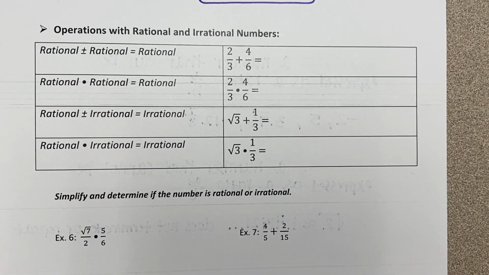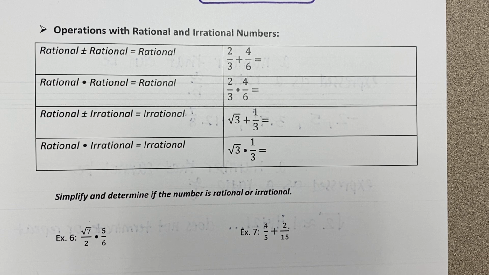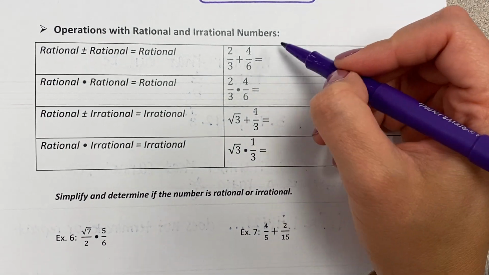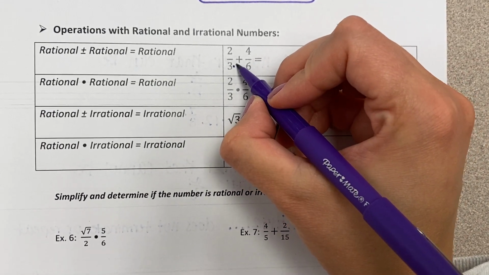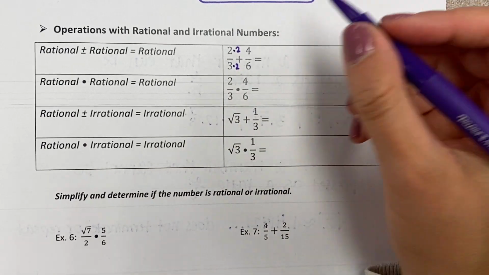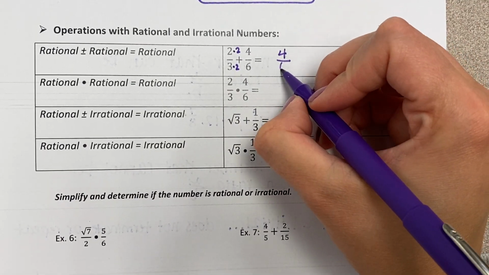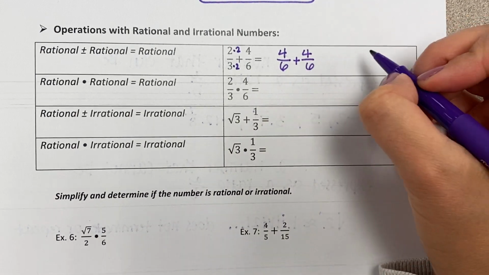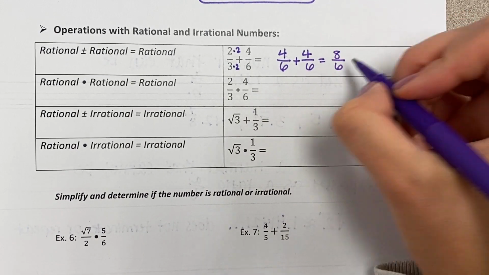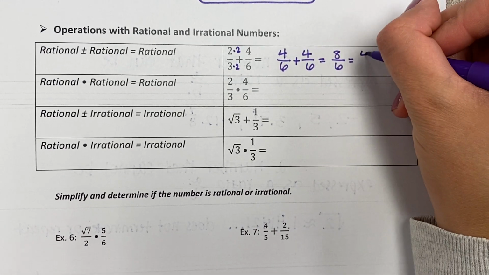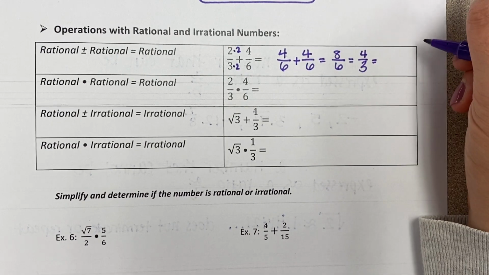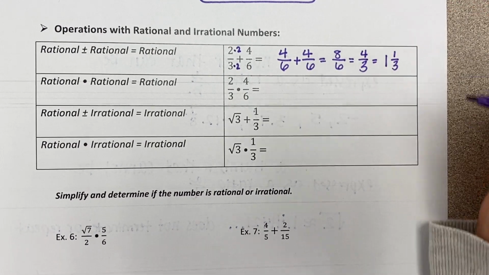Okay, this last part, these are some rules for when you are doing operations with rational and irrational numbers. So when you are adding and subtracting rationals, you get a rational answer. So for example here, if we add these fractions, first we need a common denominator. I can change this 3 to a 6 by multiplying it by 2. This turns into 4/6 plus 4/6, which equals 8/6, which turns into 4/3, but we need a mixed number, 1 1/3.